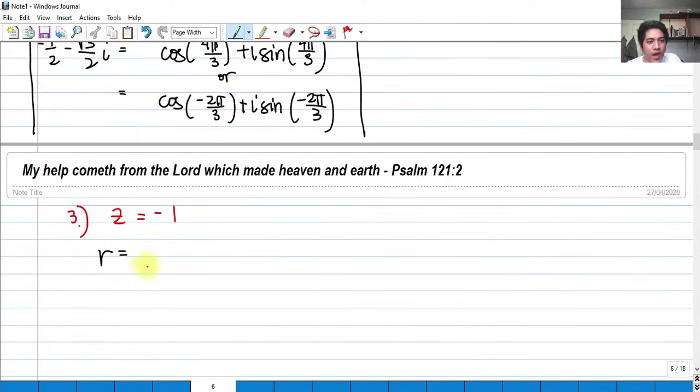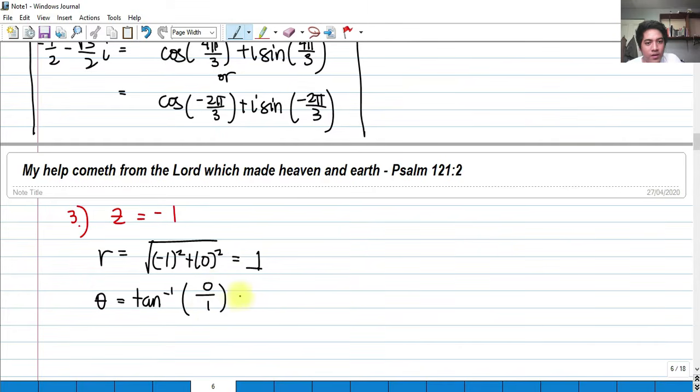Upon getting r, we know that it is the square root of negative 1 squared plus 0, because it does not have any y value. So our r is still 1. Our theta is arctan of y over x, 0 over negative 1, that is arctan of 0, which is actually 0. So upon calculating with the calculator, it turns out that the angle is 0, but it is not.